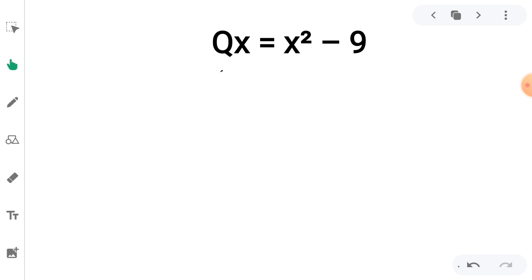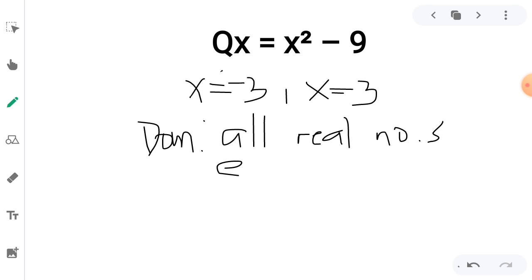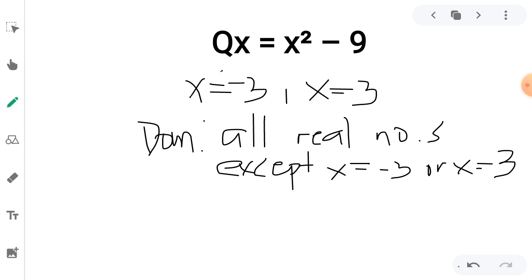So why? Okay. Again, the values of our x here are negative 3 and positive 3. So the domain is all real numbers except x is equal to negative 3 or x is equal to positive 3. So why do we say all real numbers except negative 3 and positive 3?